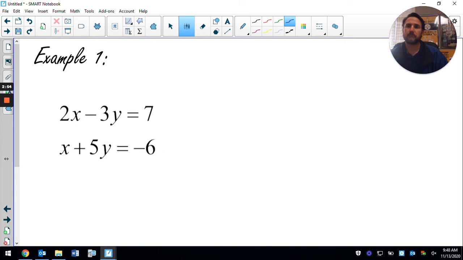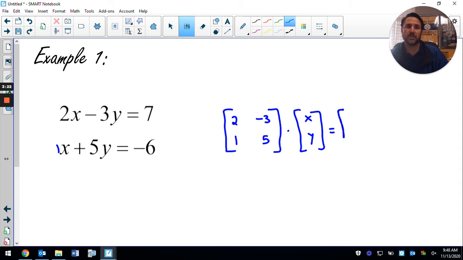I'll move on. All right, so here is our first example. We want to convert this into a matrix equation. And so I'm going to have a matrix of coefficients 2, -3, 1, and 5, right? Because that's a positive 1x and that's a negative 3y. And then we'll create a matrix of variables, which are just x and y. And then on the other side of the equal sign, we'll have a matrix of constants, 7 and -6. And there you go. That is how you convert a system of linear equations into a single matrix equation.